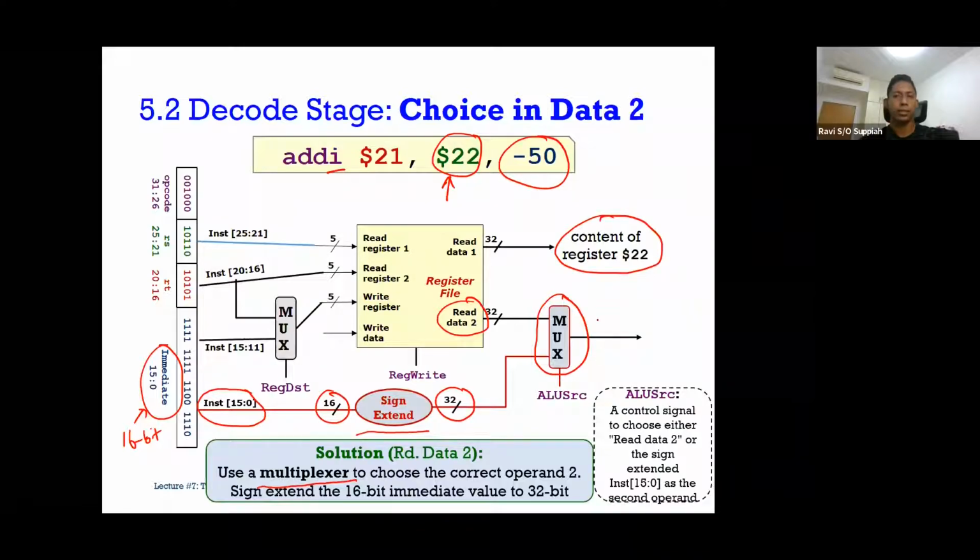How to do the sign extension? You just need to look at the most significant bit. If I look at the 16 bits and the most significant bit is a 1, this 1 gets copied over 16 times, and then I get a full 32 bits. If the most significant bit is 0, then this 0 gets copied over and everything else becomes 0.